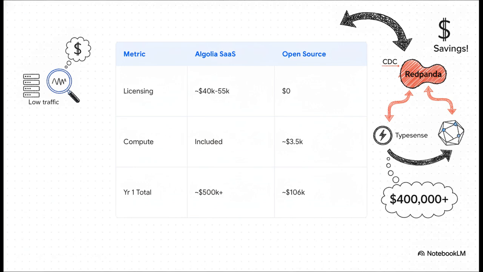At that scale, an open-source pipeline using change data capture, Redpanda, Typesense, and Qdrant saves over $400,000 in its first year compared to a SaaS solution. That is a massive operational saving, and it absolutely justifies building your own infrastructure.